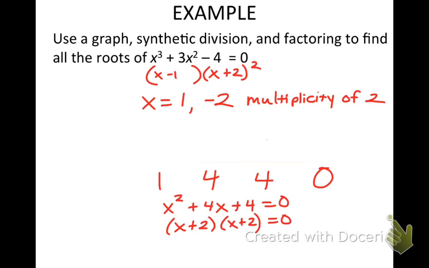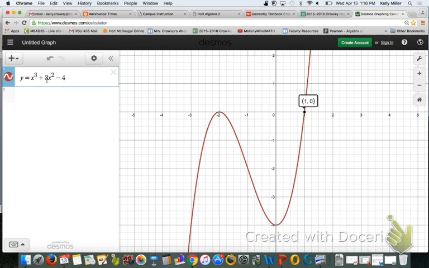X to the third plus 3x squared minus 4. Yes. X to the third plus 3x squared minus 4, right? Should be at 1 and -2. Do a zoom 6. Did it make it look different? Yeah, I can only see half of it. If you did zoom 6. All right, grab yourself a practice space.